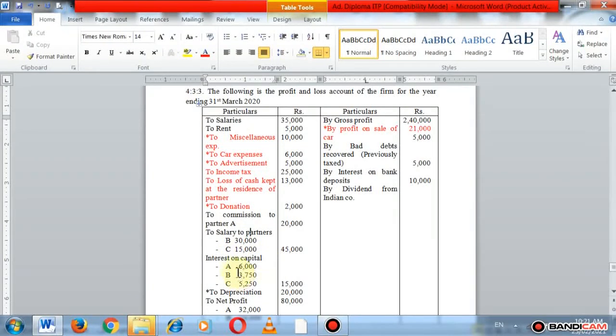Interest on capital rupees 6,000, 3,750 and 5,250 at the rate 15%. So interest on capital is given at the rate 15%. So adjustment is given on interest on capital, that is interest is charged on capital at the rate 15%. It means more than 12%. So here more than 12%, the remaining percentage is taxable, that is 3% is taxable.